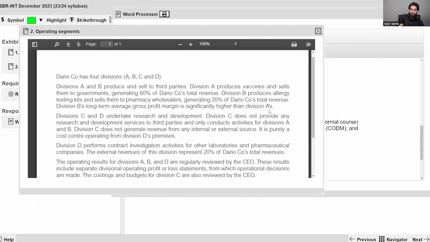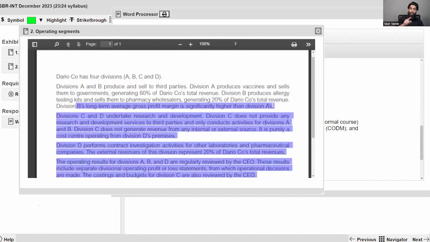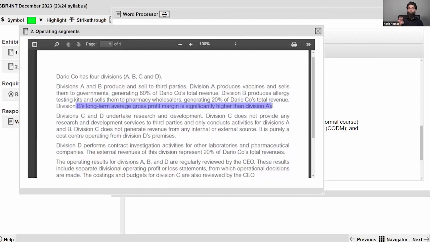Don't you think that for both, discrete financial information is also available? First of all, both divisions engage in business activities, they earn revenue and incur expenses. Furthermore, since it is written that Division B's long-term average gross profit margin is significantly higher as compared to Division A, that means for both divisions discrete financial information is available, because how else are you comparing this information and concluding that Division B performs better than Division A? There must be discrete financial information available. Do you all agree or not?